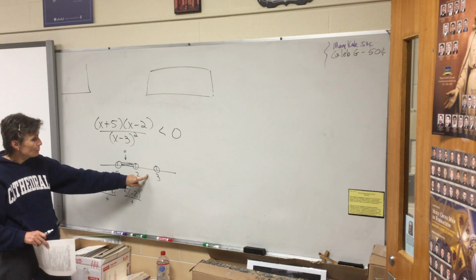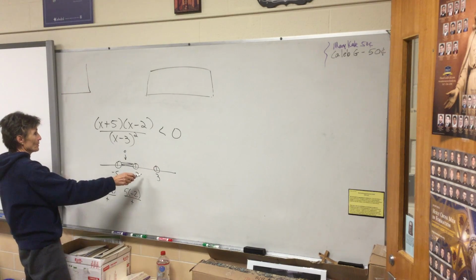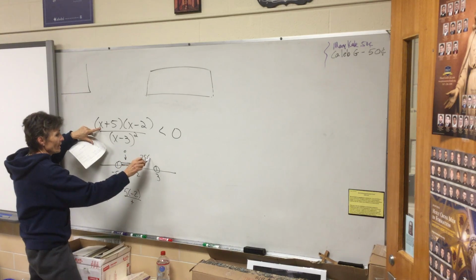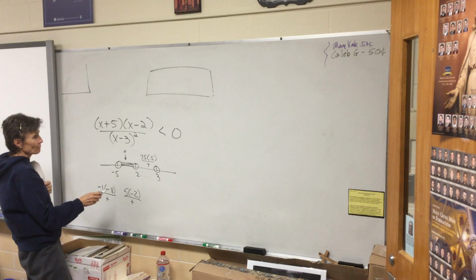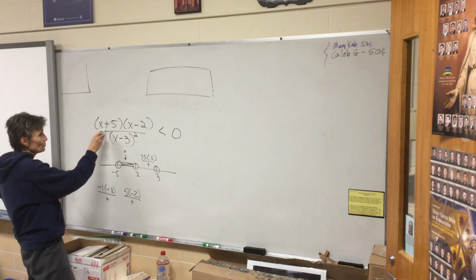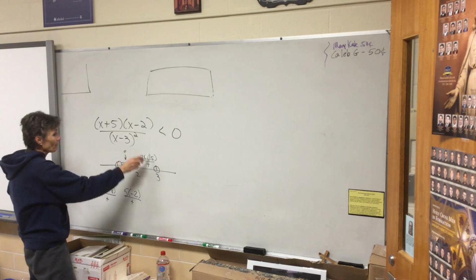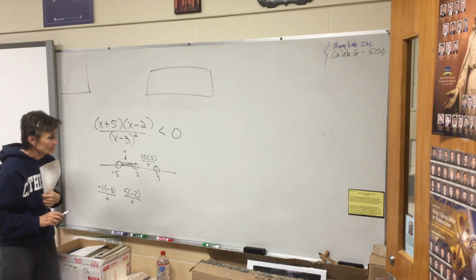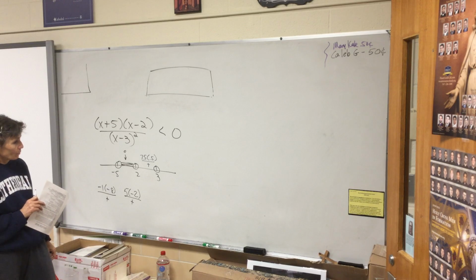Now, 2.5. 2.5 would give me a 7.5 over a positive. I put in 2.5, and I got a positive answer, so that doesn't check either. I need it to be less than 0. So that would be -5 to 2.